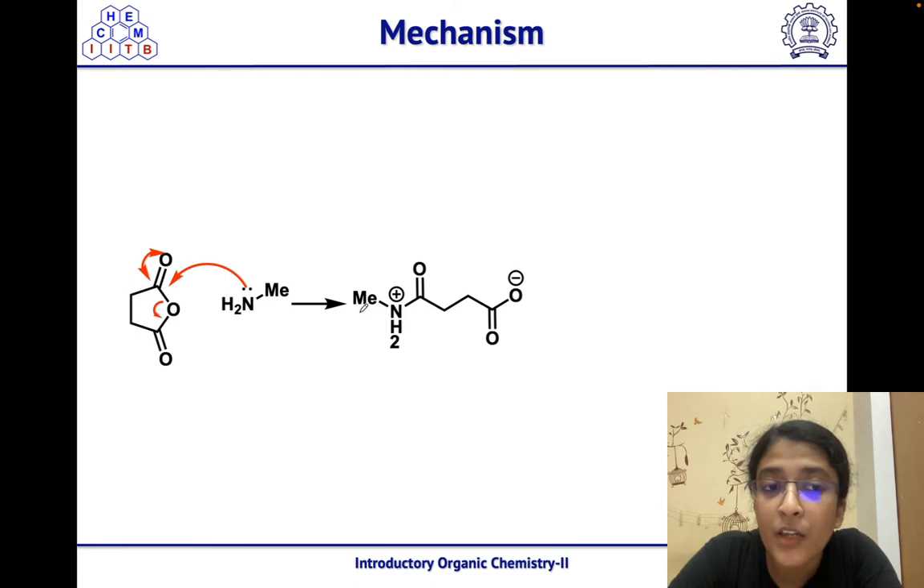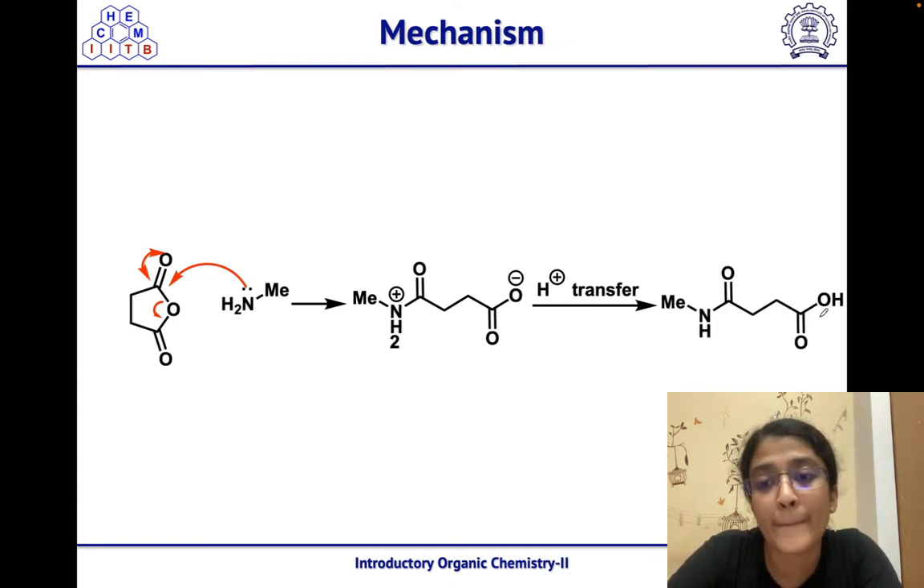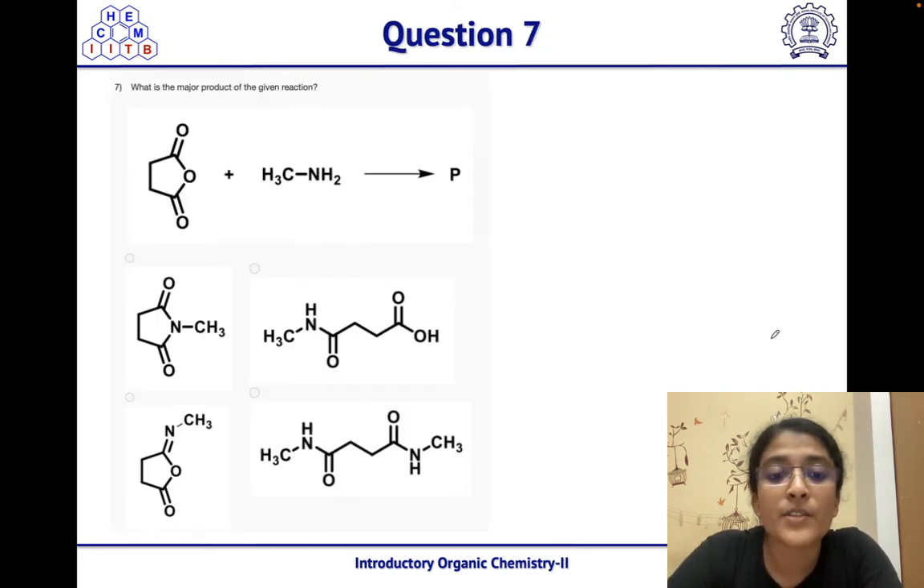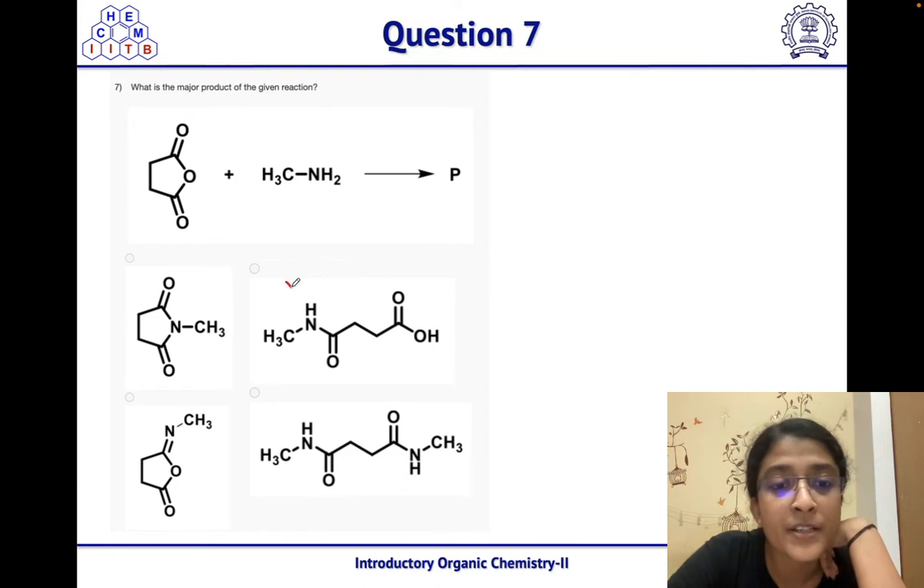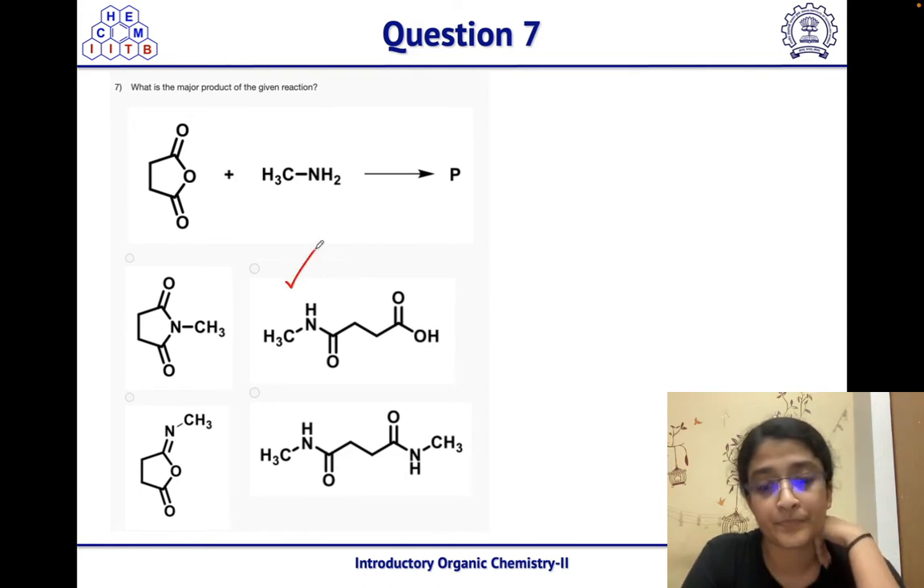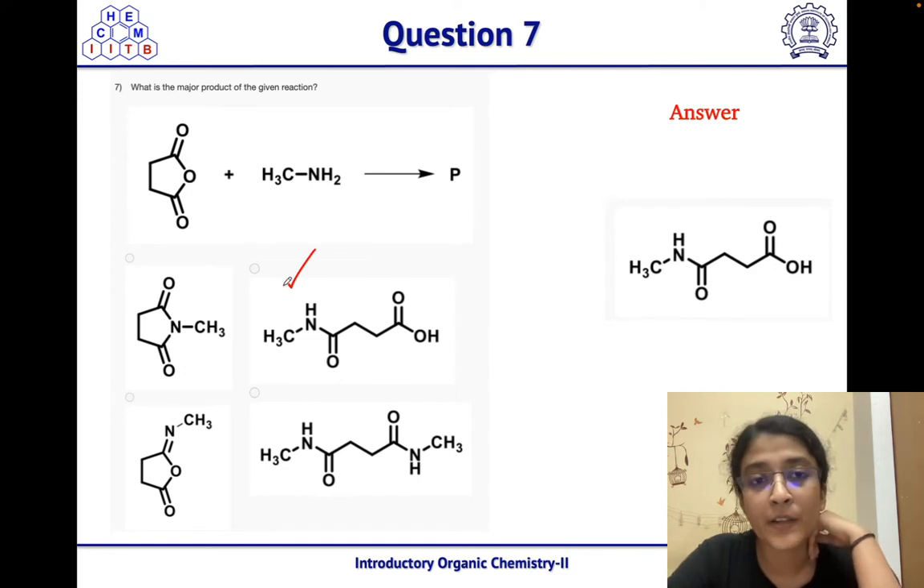You can try working out this mechanism in your notebooks. Then it will be clear. Now proton transfer takes place from this nitrogen to this oxygen, leading to formation of this product. So the anhydride is converted into an open-chain amide and a carboxylic acid. So the correct option is option C. Clear, right? Yes, ma'am.